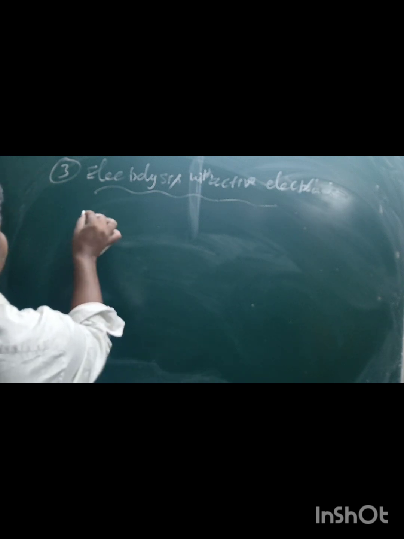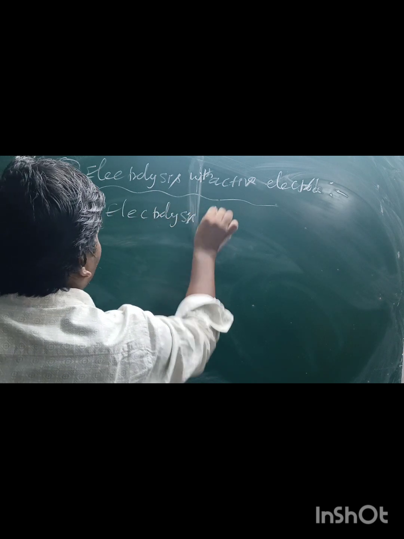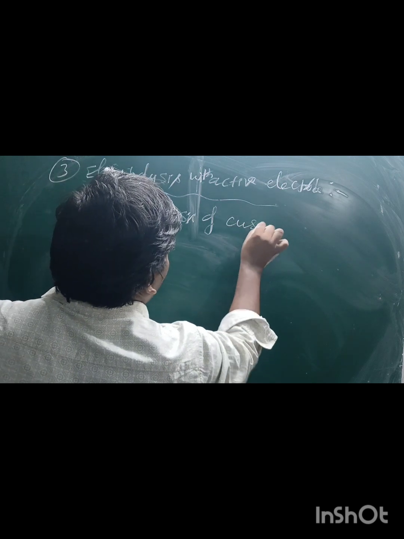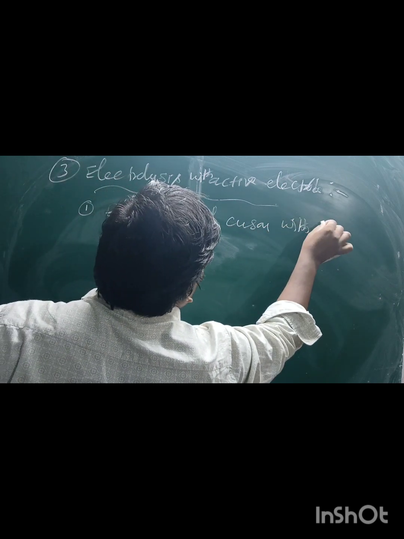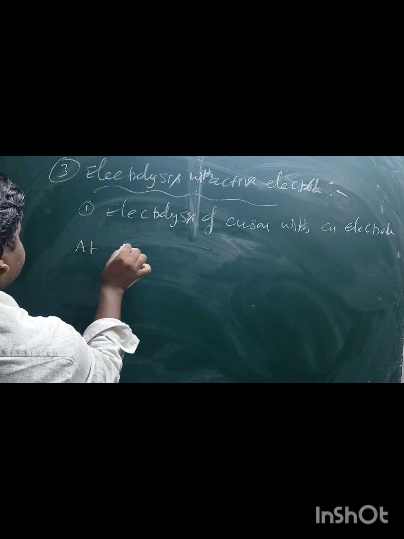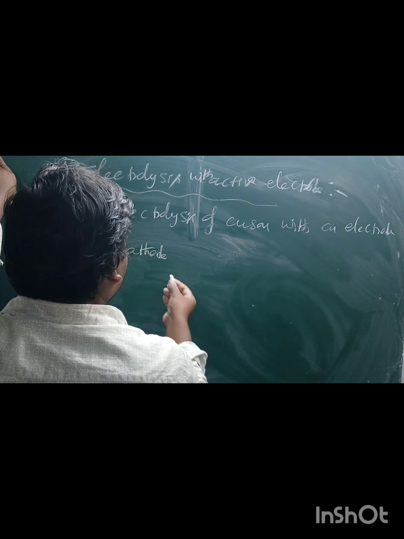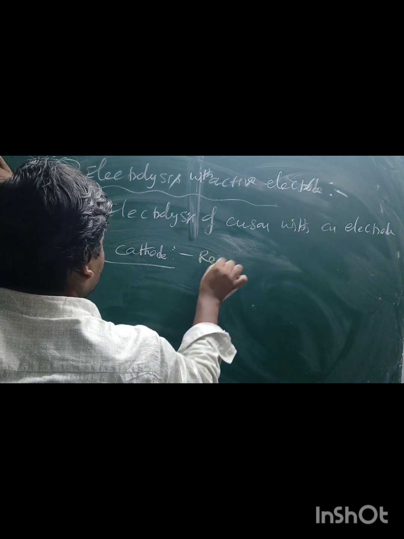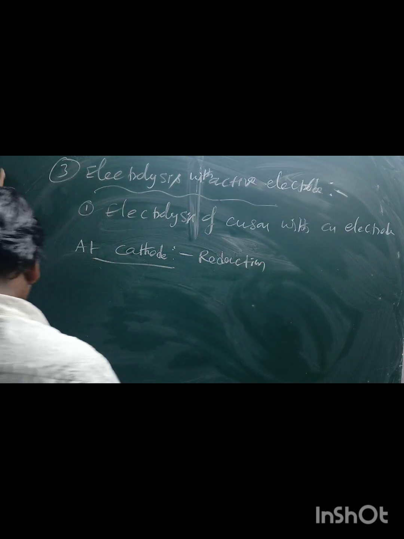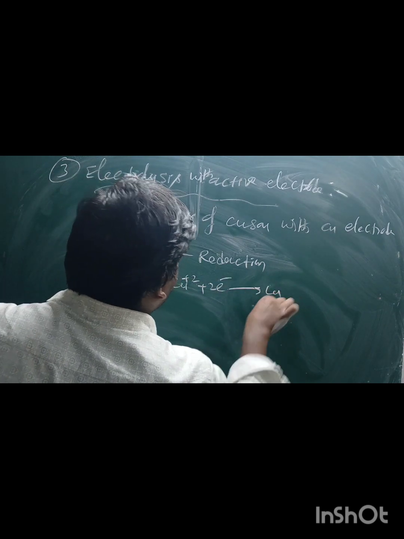Electrolysis of copper sulfate. Now I am taking an example: electrolysis of copper sulfate with copper metal, a copper electrode. You can observe here at the cathode, reduction takes place. Reduction means here Cu2+ gains 2 electrons to form copper metal.